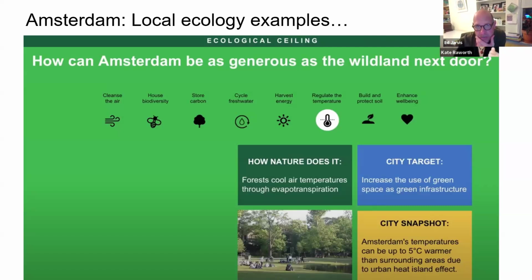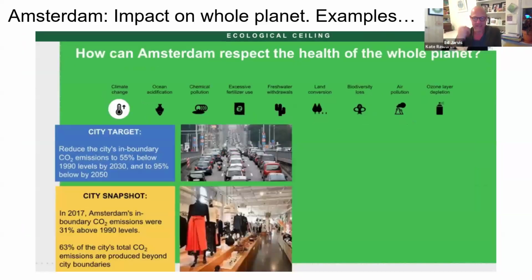That's just one example. They looked at all these other buckets as well, enhancing well-being and cleansing the air. And then just to move on to the next slide, they also recognise that Amsterdam's a big city. It has an impact at a global level as well. So they looked at their carbon emissions.